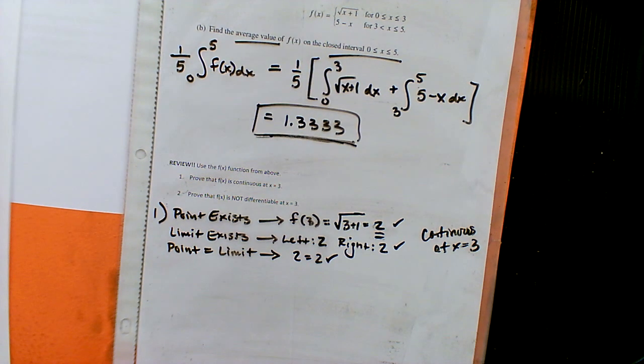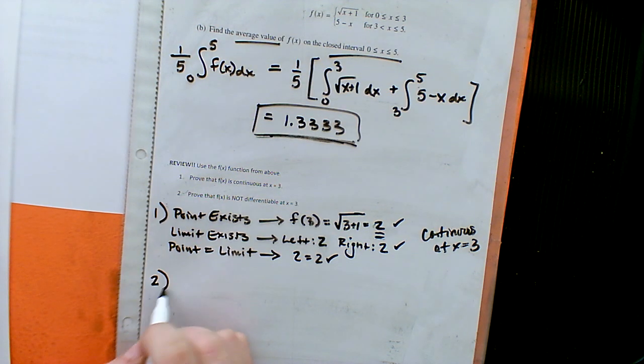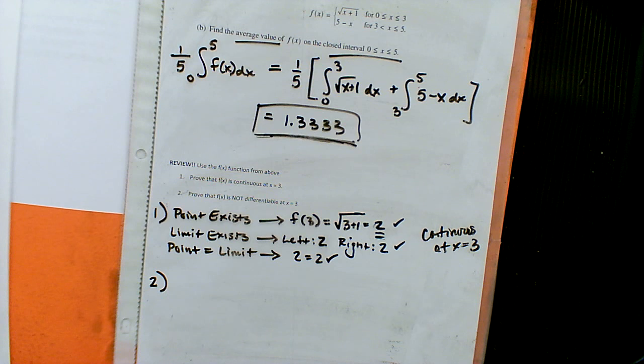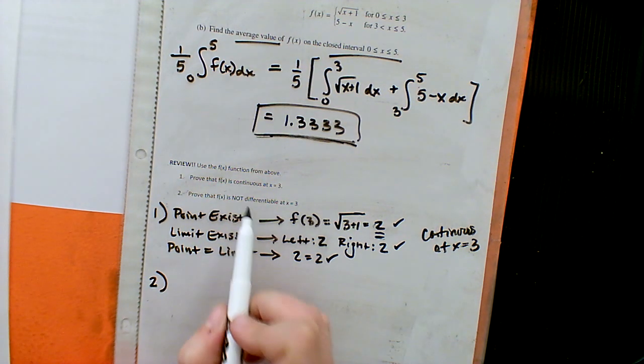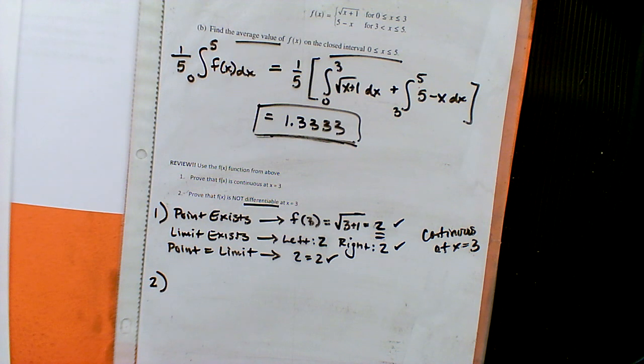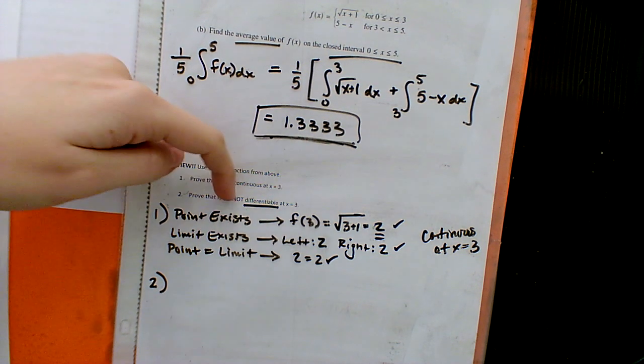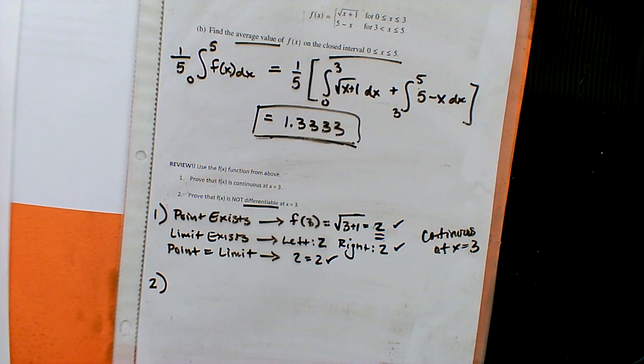Alright, so we know that at this spot of 3, there's no hole, there's no jump, there's no asymptote. They are connected somehow. How can we prove that this is not differentiable? Can we think about what the word differentiable might mean? Their slopes have to be the same at the point. Differentiable, there we go. If it's differentiable, we're talking about a slope. So if it's not differentiable, there's no slope at that point.